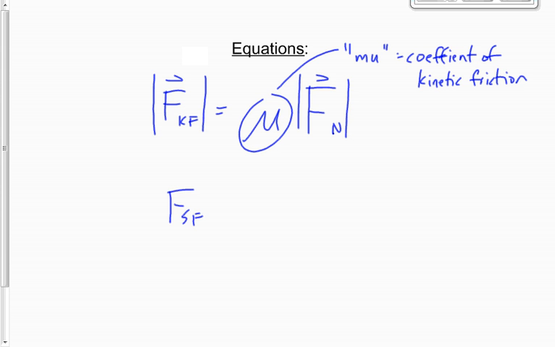Here's the one that's a little bit confusing. Static friction. It's not equal to any equation. It's less than or equal to the coefficient of static friction, we'll call it mu s, times the normal force. Well, if it doesn't have a specific value, like kinetic friction does, if it's not equal to something like kinetic friction is, then how do we find out its exact value?